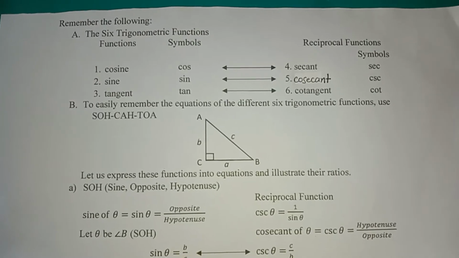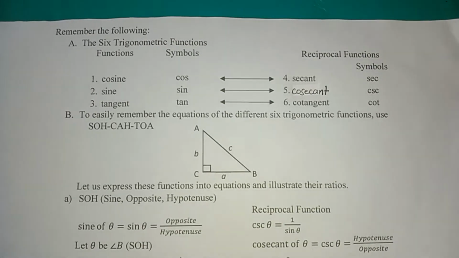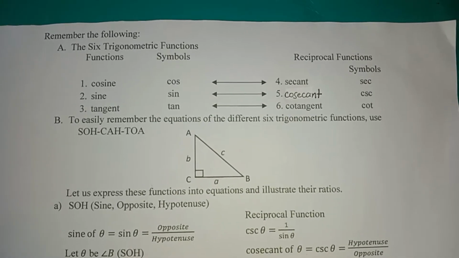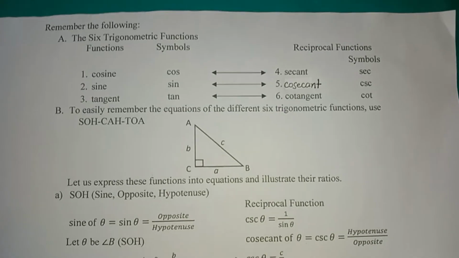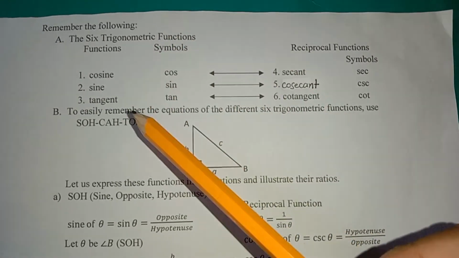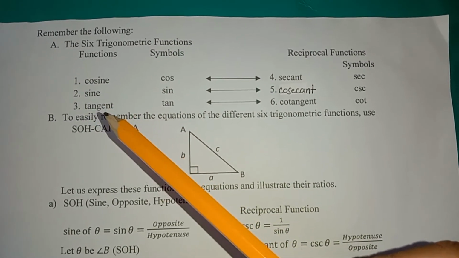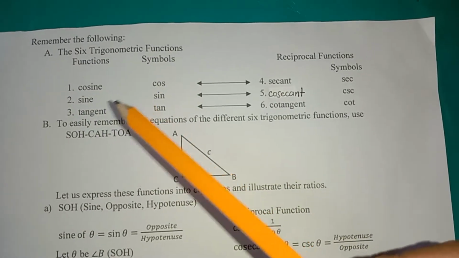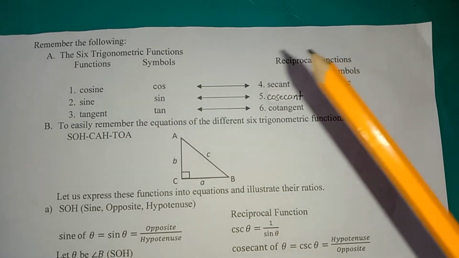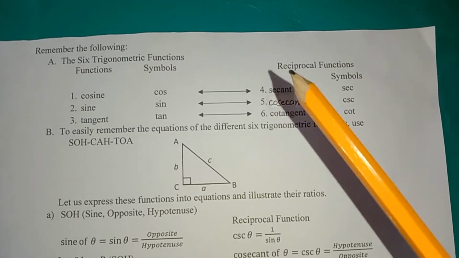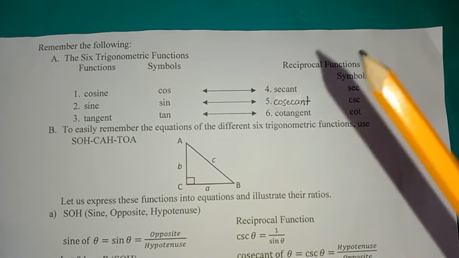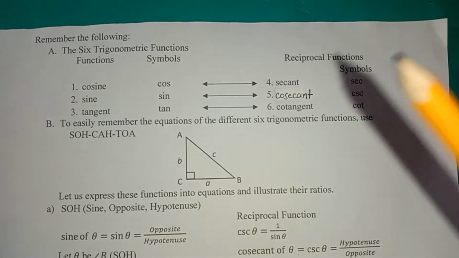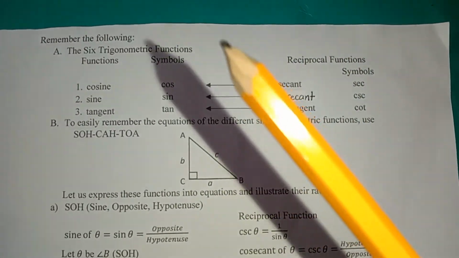What are the 6 trigonometric functions? So ang 6 trigonometric functions, the first 3 are the main trigonometric functions, and the other 3 are what we call the reciprocal functions. So this cosine, sine, and tangent are the 3 main trigonometric functions, while their reciprocal functions are secant, cosecant, and cotangent respectively. Cosine, sine, tangent, secant, cosecant, and cotangent are the 6 trigonometric functions.